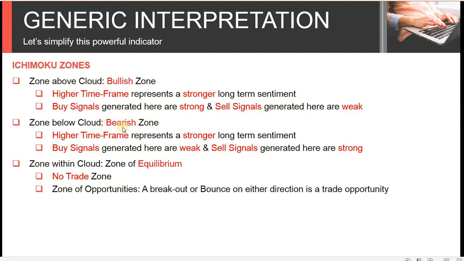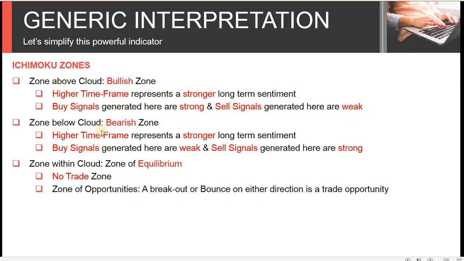The first thing you need to look for is the cloud, and the cloud gives you three zones. The first zone is the zone above the cloud, and it is bullish. If your time frame is higher, it is a stronger representation of the long-term sentiment in the market. Any buy signals generated here are strong, and any sell signals generated here are weak. It's a very simple logic.